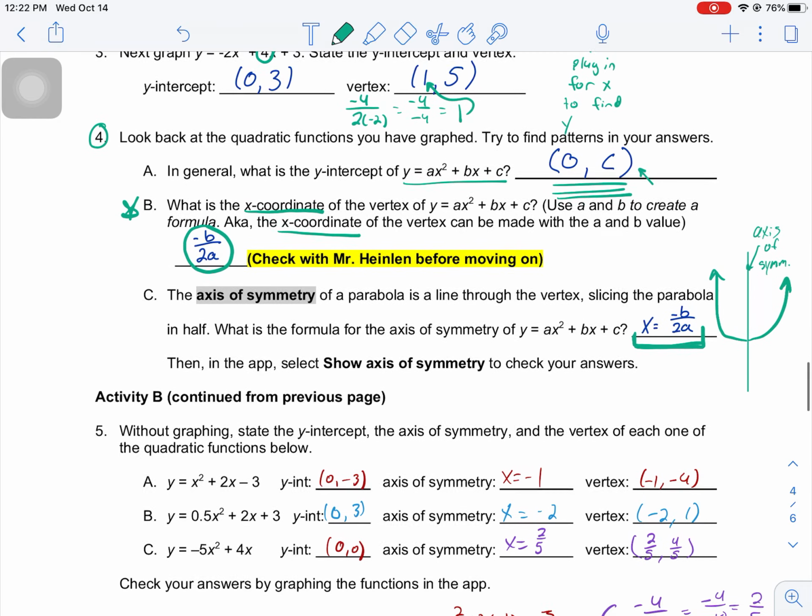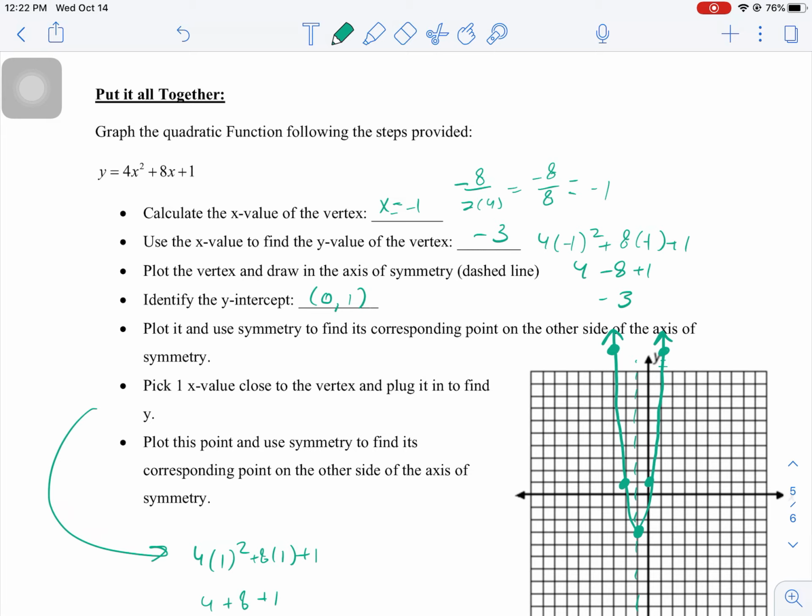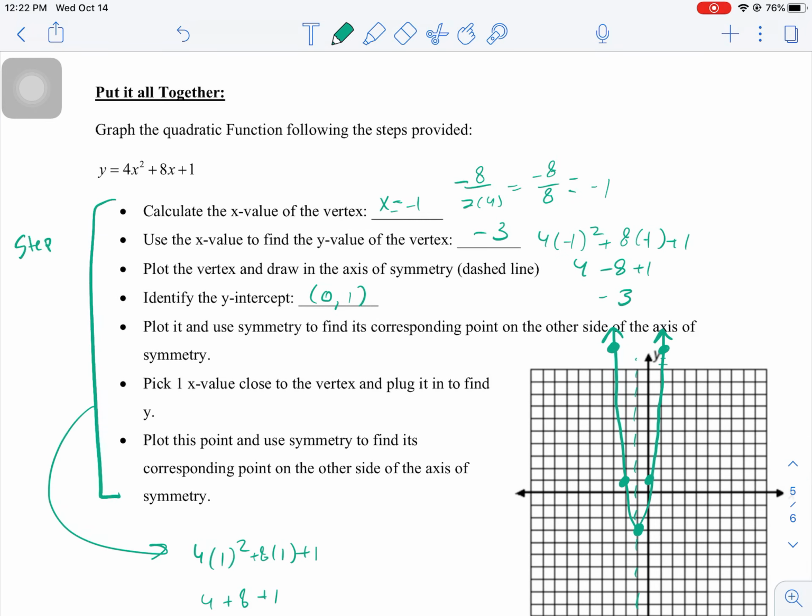So, how is this going to be helpful for us? On the very last page, it says put it all together. It says graph the quadratic function following the steps provided. This list of steps right here, guys, is basically a step-by-step how-to of graphing a quadratic in standard form. Okay, so if you ever are confused or don't remember how to graph a quadratic in standard form, come back to these notes.